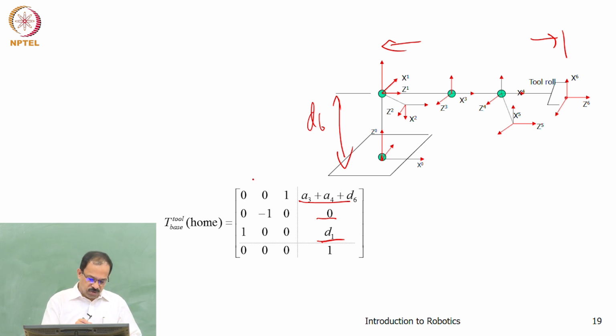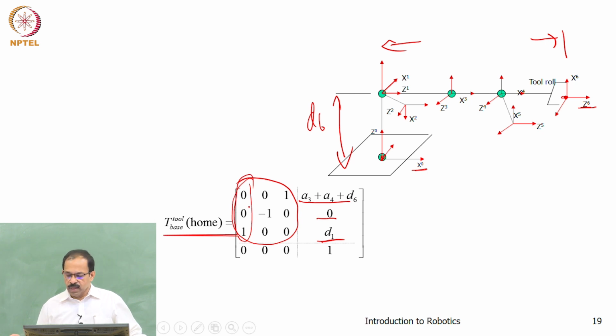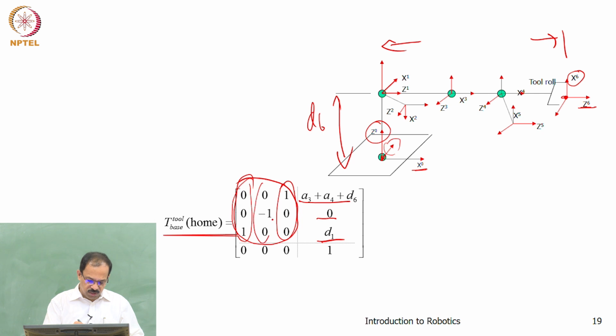If you want one more cross check, you can check the orientation of the tool frame. So this is the tool frame. How this tool frame is oriented with respect to the base frame can be cross checked. You will see that this z axis is aligned with the x axis, and therefore you will see 0, 0, 1. The x axis is aligned with the z axis, and therefore you will see 1, 0, 0. And the y axis is along the negative y, so you will see 0, minus 1, 0.